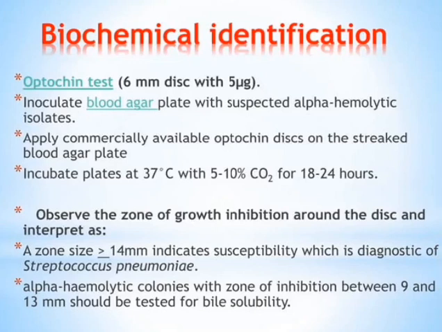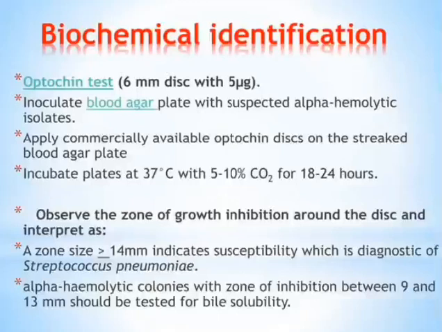The alpha hemolytic colonies are further identified by the following confirmatory tests. Biochemical identification. The optochin test, 6 mm disc with 5 μg. Inoculate the blood agar plate with the suspected alpha hemolytic isolates. Apply a commercially available optochin disc on the streaked blood agar plate. Incubate the plate at 37 degrees Celsius with 5 to 10% CO2 for 18 to 24 hours.